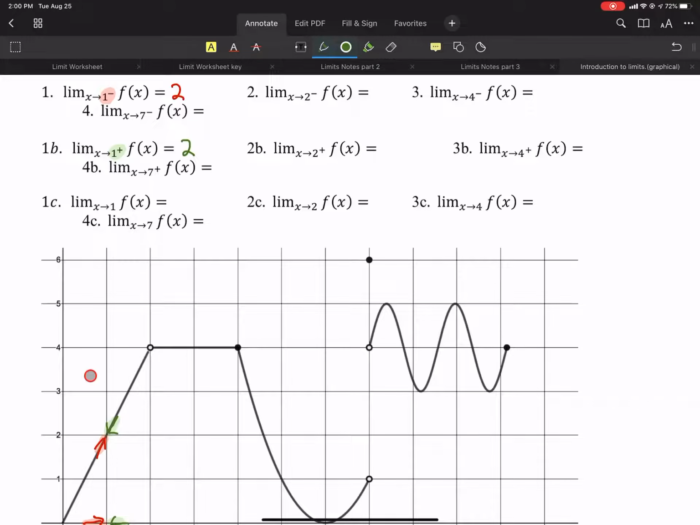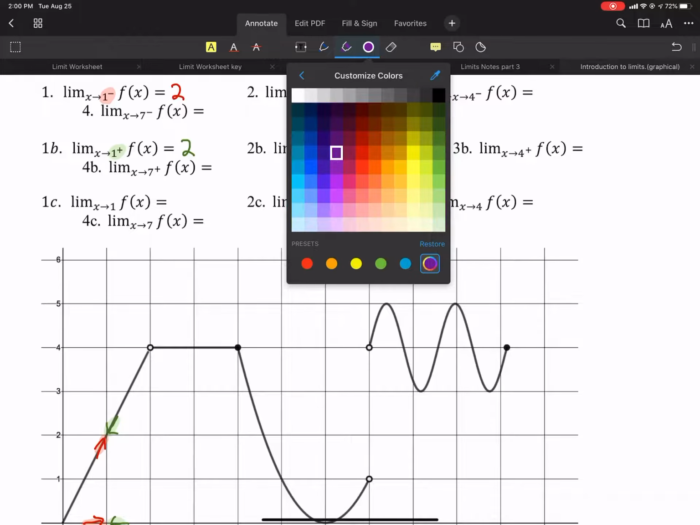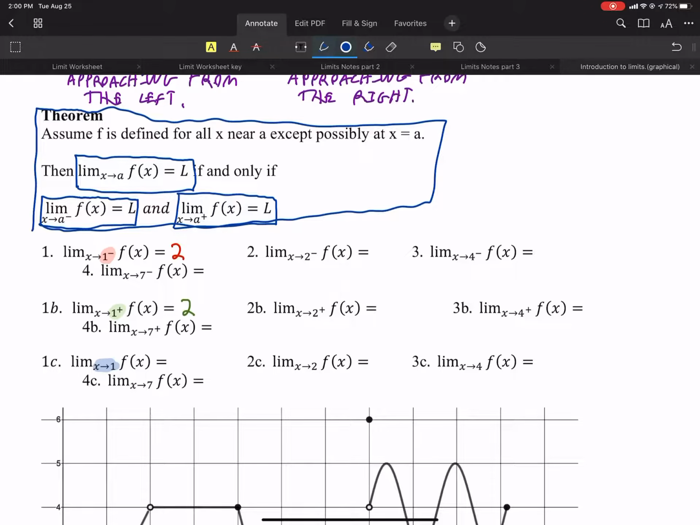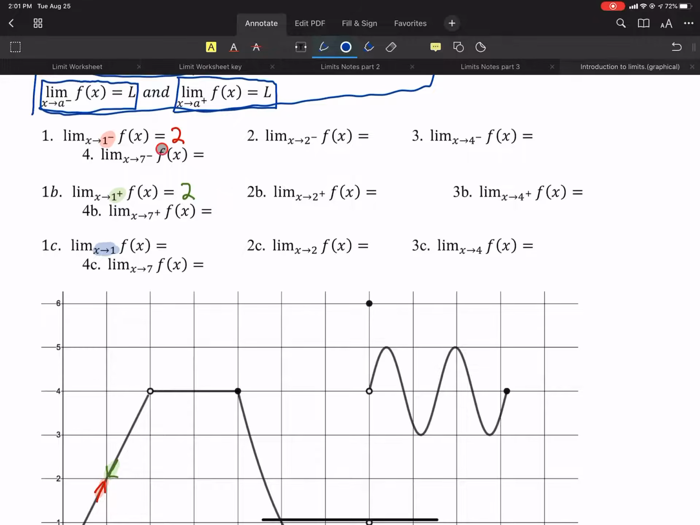But then it asks us this third question. Why didn't it have a dark blue for me? Dark blue, okay. What's the limit as x approaches 1? Now, we shouldn't have to look at the graph anymore. We have this theorem above. If the limit from the left is L and the limit from the right is L, then the limit's L. Since the left is 2 and the right is 2, quickly, I just write a 2 there. Okay? So try number 2 and 3 and 4.